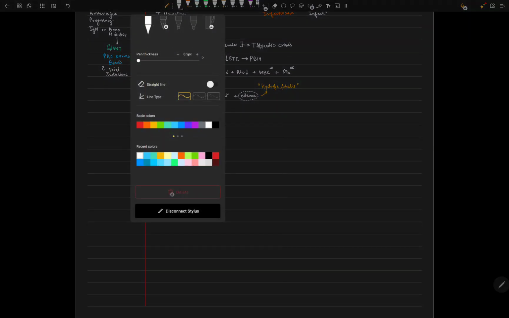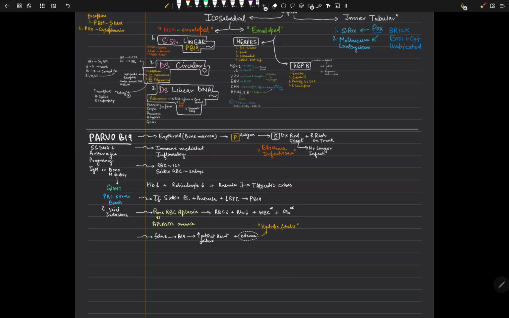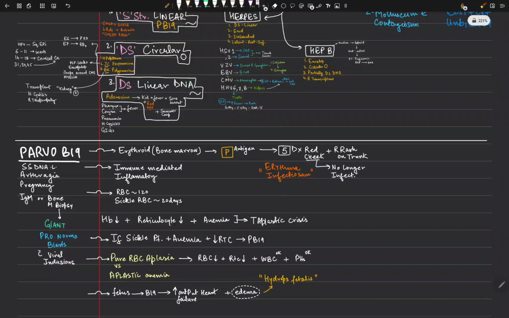Yeah, so that's the whole topic. Let me summarize the whole topic for you. We will have single-stranded DNA, arthralgia, pregnancy, IgM, bone marrow, giant pronormoblast, viral infection, erythroid bone marrow, immune-mediated inflammation. RBC lifespan is usually 120 days, but in sickle cell it is 20, so that's why we have aplastic crisis. Usually pure RBC aplasia, hemoglobin goes down, reticulocyte goes down, anemia. Usually WBCs and platelets are going to be okay.